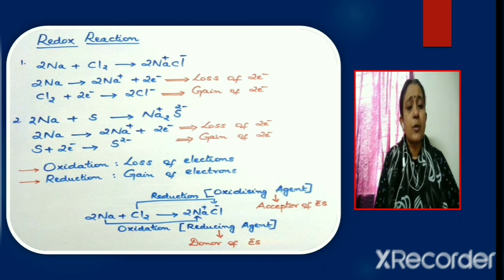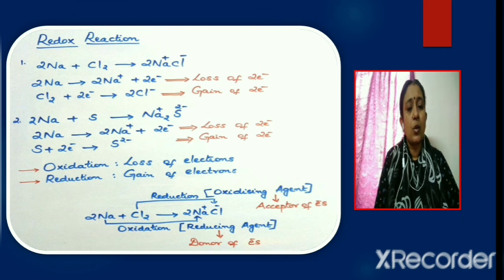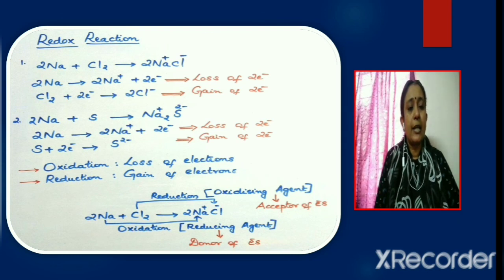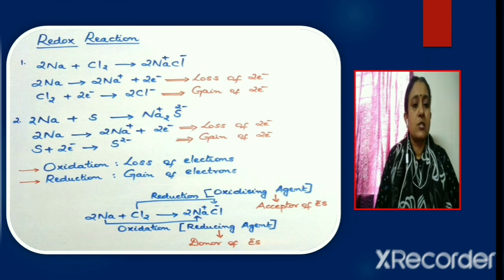Now oxidation is a process which involves loss of electrons. So how can we define a reducing agent? It can be defined as a donor of electrons. Now consider chlorine. In this reaction, chlorine acts as an oxidizing agent and it is reduction which takes place in chlorine. We know that reduction is a process which involves gain of electrons. So how can we define an oxidizing agent? It is an acceptor of electrons. So reducing agent is a donor of electrons, whereas oxidizing agent is an acceptor of electrons.